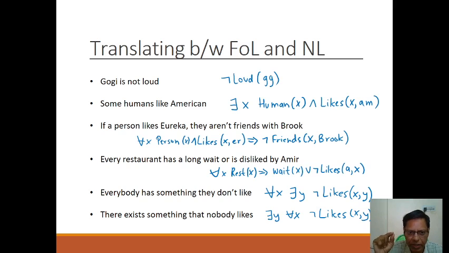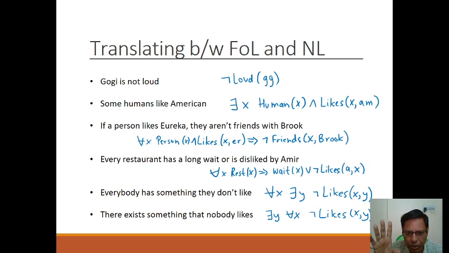Every restaurant has a long wait or is disliked by Amir is a statement. The statement is converted into a logical expression: every restaurant, where restaurant is an object. Every restaurant has a long wait, or the relation likes, a binary relation, with Amir and X.